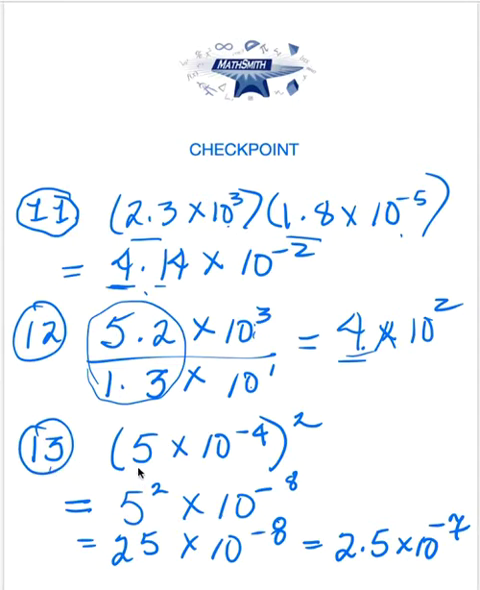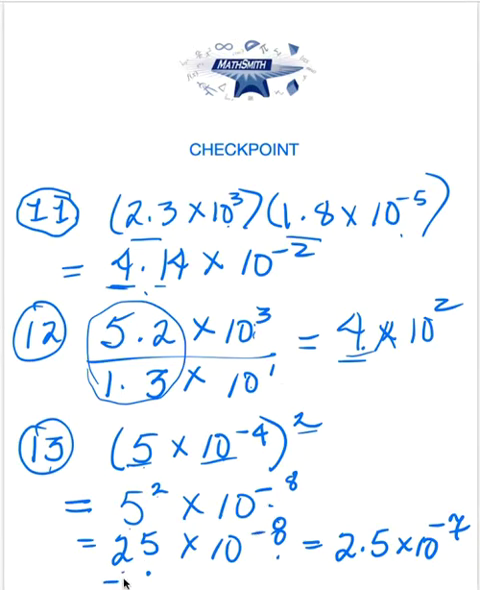All right, on 13, you're going to take this number that's in scientific notation, 5 times 10 to the negative fourth power, and the whole thing is getting squared. So that means this gets multiplied by itself and this gets multiplied by itself. And so 5 squared becomes 25. And then 10 to the negative fourth times 10 to the negative fourth is going to end up giving you 10 to the negative 8.